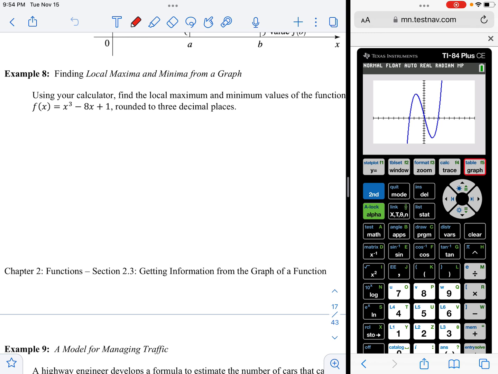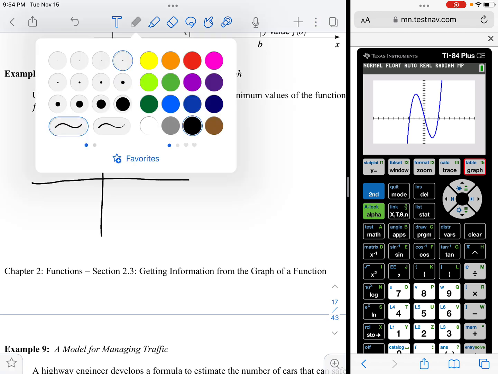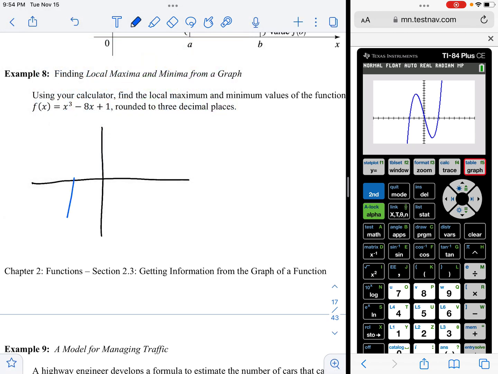So it looks like there's one local max and then one local minimum. And I'm just going to sketch this really quickly so that we can label our points. All right, so let's find these values.